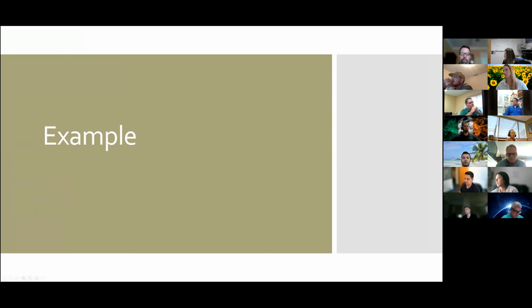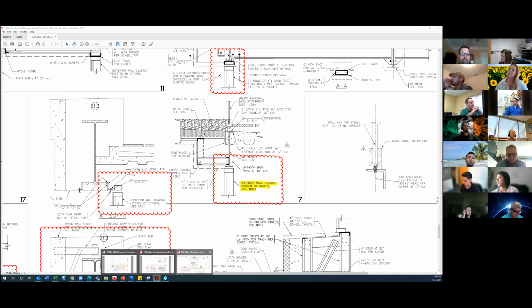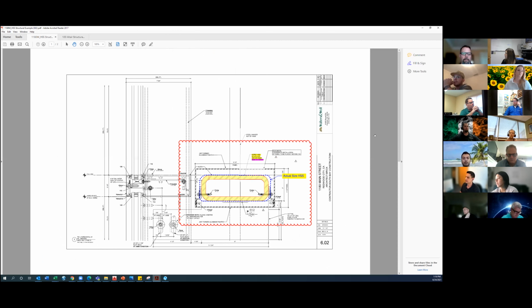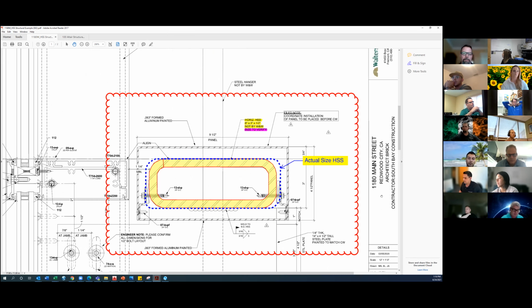An example of that would be another attachment here by Paul. On 1180 Main, if you can blow that up a little bit, we drew and clearly called out an HSS tube as an 8x3. I went back and checked the structural drawings where that's located, and it's clearly sized as a 9x3. Our drawings went through all the internal reviews, the external reviews, structural guys on the phone. Nobody said anything about that tube not being an 8x3, but it was a 9x3.